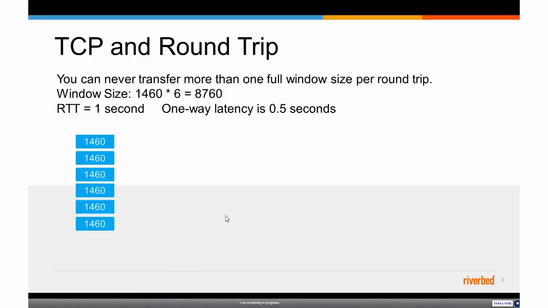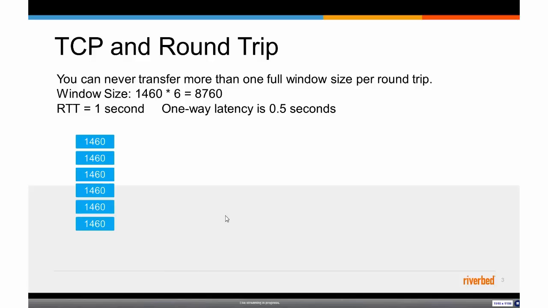A lot of you probably have read this in various books, textbooks, online, etc. And you have to really think this through. Why is it that you can never transfer more than one full window size per round trip? Okay? So I wanted to give you an example.